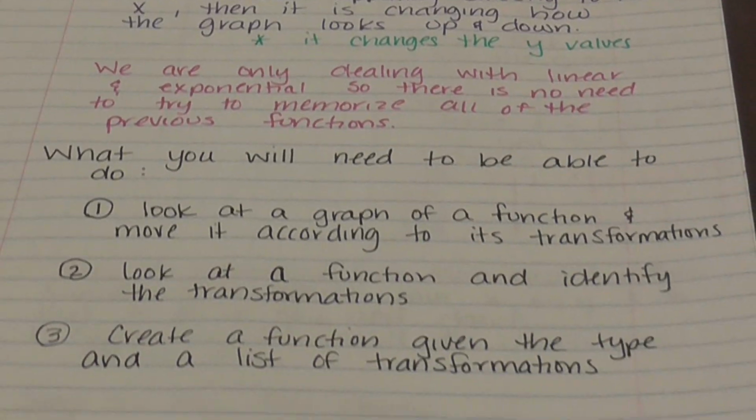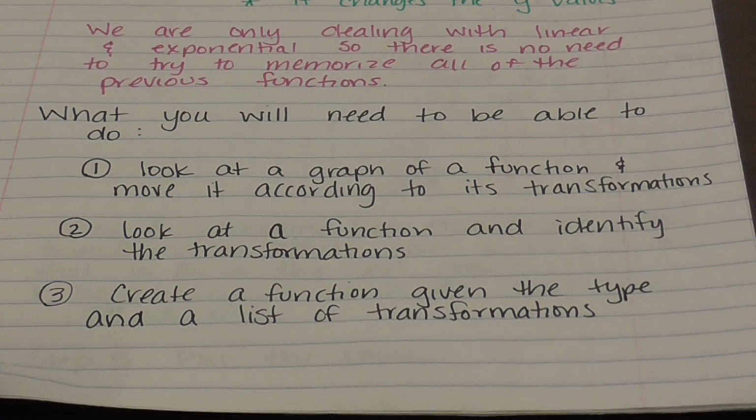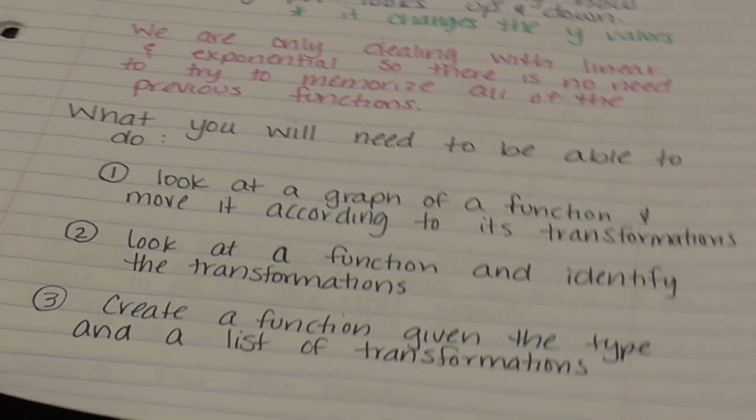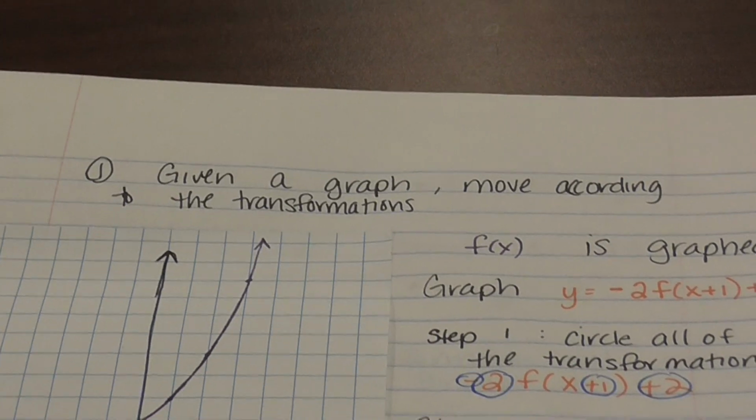So the things that you are going to need to be able to do: you're going to need to be able to look at a graph of a function and move it according to its transformations. You need to be able to look at a function and identify the transformations. And then you need to create a function given a type of function and a list of its transformations. So the first one, given a graph, move it accordingly to its transformation.